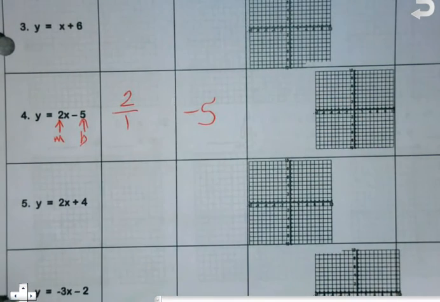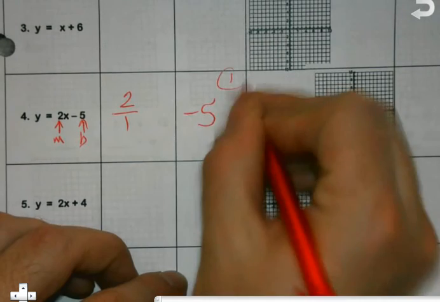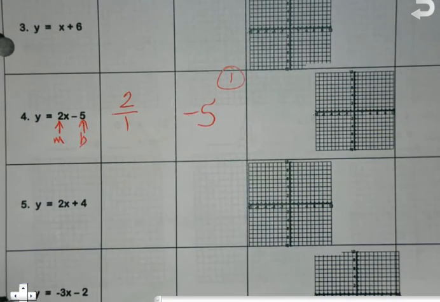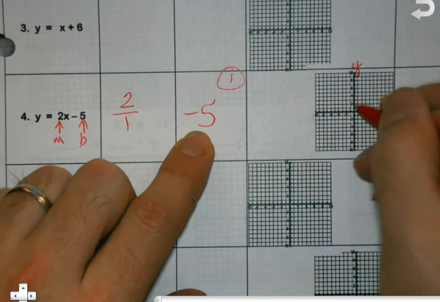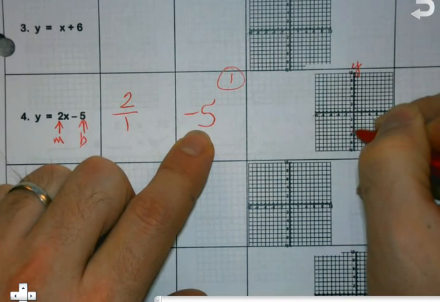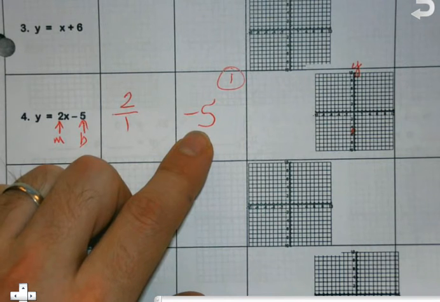What's my b going to be? -5. Okay. So, we go to graph. We're always doing the y-intercept first. So which direction am I going to be heading 5? Down. My only choices for the y-intercept are up or down. In this case, we're going to go with the down. Negative.